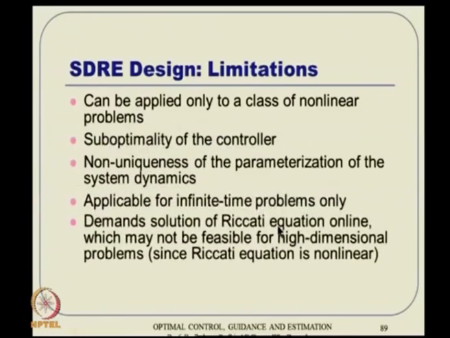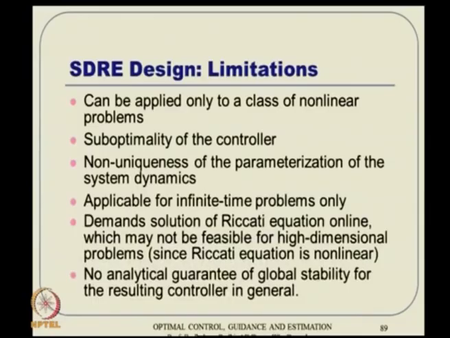Then you also see that it demands the solution of the Riccati equation online, which may not be feasible for high dimensional problems especially. If your system dynamics has something like 50 states, 100 states, some problems may arise that way, especially structural control problems or vibration control problems, or in general distributed parameter systems, infinite dimensional systems, where a large number of states are required. For those kinds of problems it may not be possible to solve this Riccati equation online. Now, no analytical guarantee of global stability is available. Even though local stability is there, global stability is never there.